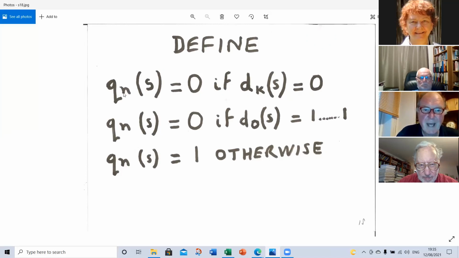That should say QK of S. QK of S is zero if the kth derivative of S is zero, or one otherwise, with the exception that if the string itself is all ones, QK of S is also zero. I apologize for that slight error there in the subscript.